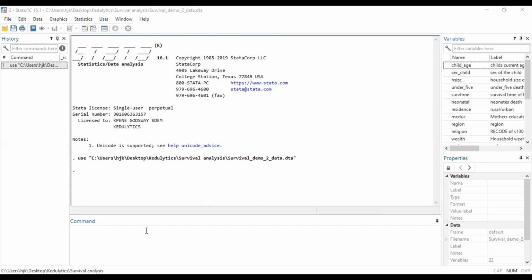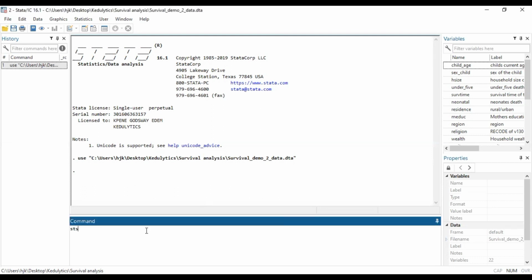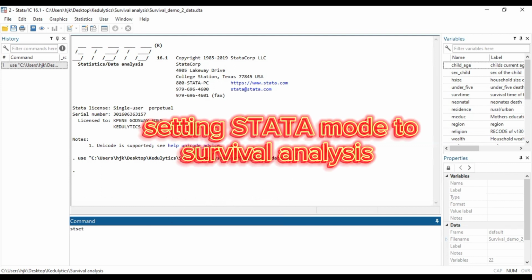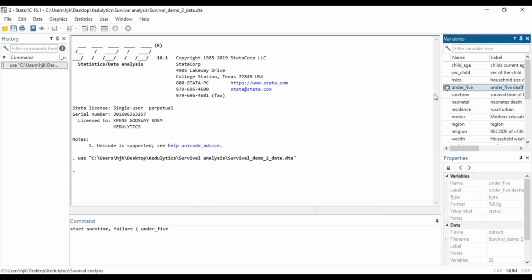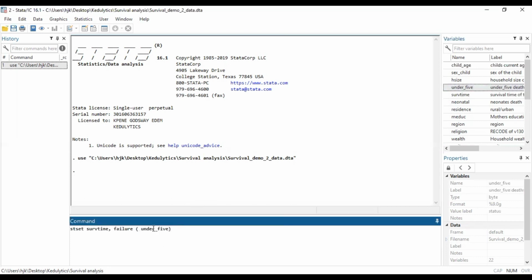Now, to set the ball rolling, we want to set our data to survival time mode using stset, with time being the survival time in our data set, and failure being the outcome of interest, mortality of under 5 children. So this is a dummy data set that gathers data on children between the first 5 years of life and monitors to see how many die or survive.